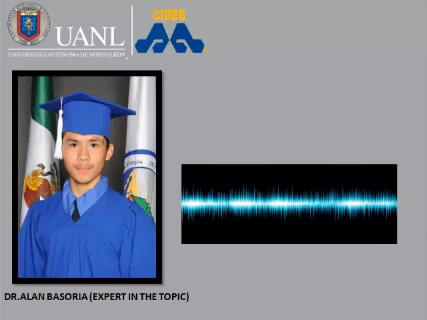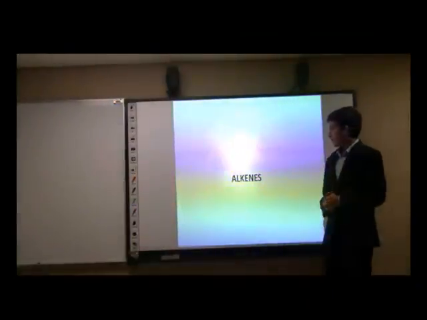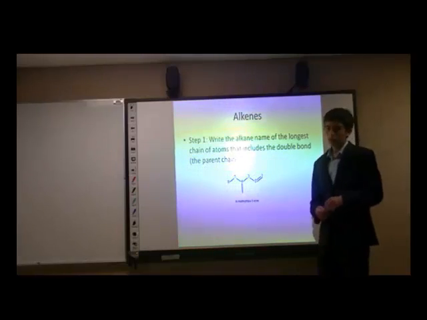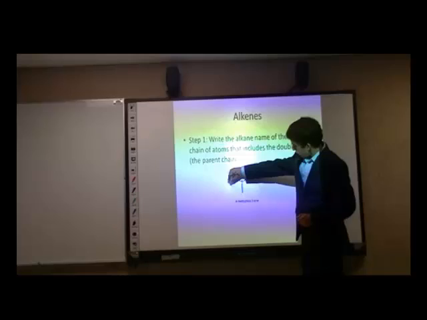An alkene is a hydrocarbon containing a double carbon bond. Now we will name the alkenes. This is a process similar to alkanes. We will find first the longest carbon chain. This one.